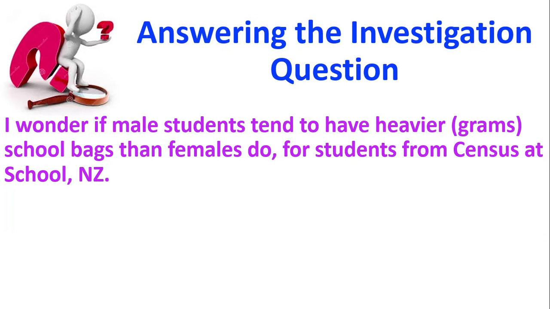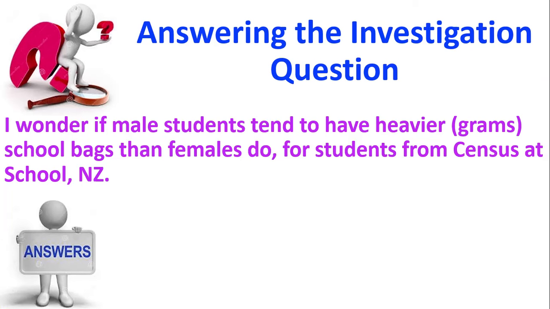So now I'm going to use that to answer my investigation question. So this is what the investigation question would have been. I wonder if male students tend to have heavier bags than females do for students at Census at School, NZ. So how do I answer this question? This is when I look and say, can I make the call? If I can make the call, I have enough evidence. If I can't make the call, I do not have enough evidence. It tells me the medians are too close together and they could be the same.